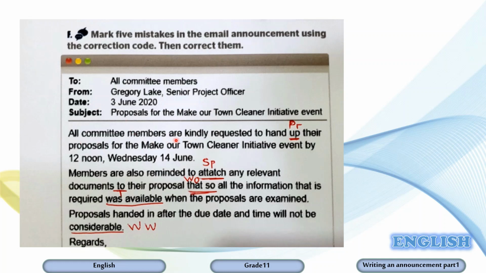All committee members are kindly requested to hand up. This is a preposition problem. Also reminded to attach spelling. So any relevant documents to their proposal, that's so, this is word order. And that is required was available, this is tense mistake. And finally, we can say proposals handed in after the due date and time will not be considerable. This is the wrong word.